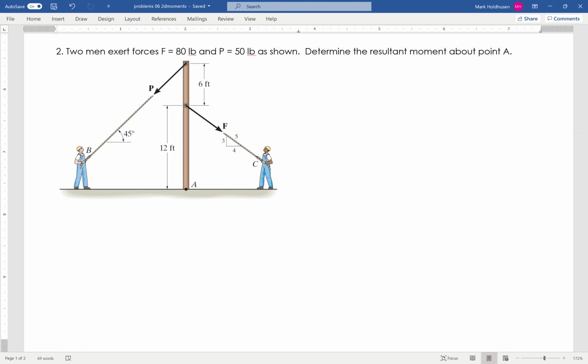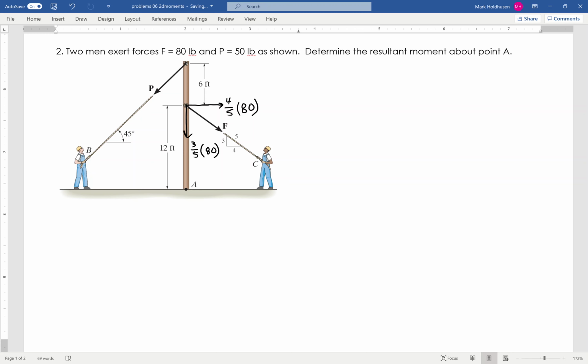I want to find the resultant moment of these two forces about point A. So again, what I'm going to do is first break these forces up into their horizontal and vertical components. This force F will have 4/5 horizontally, times 80, and then vertically will be 3/5 times 80.